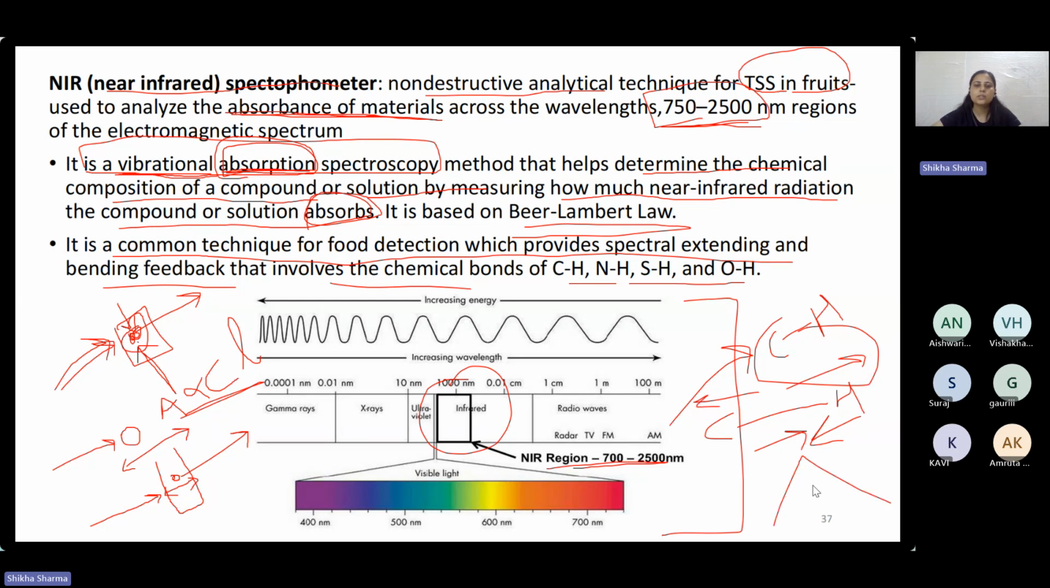These are the vibrations, or it may undergo rocking. So the bond will rock also. So all these terms are there. For the vibration, it will take the photons and start vibrating, and these vibrations can help with the chemical composition analysis of the food product, because if we know how much absorption is done, we can understand the concentration of a particular compound in the food product.